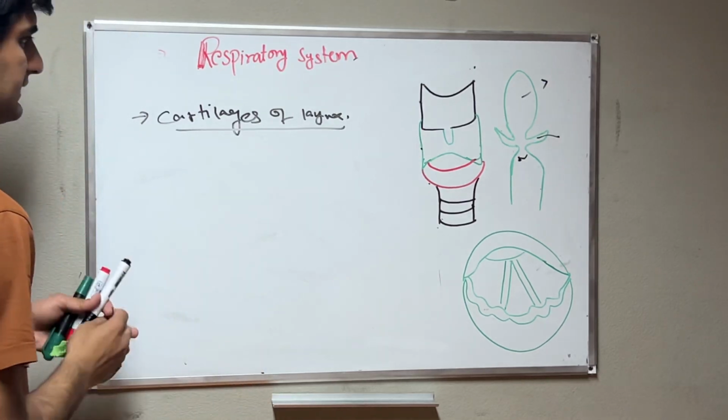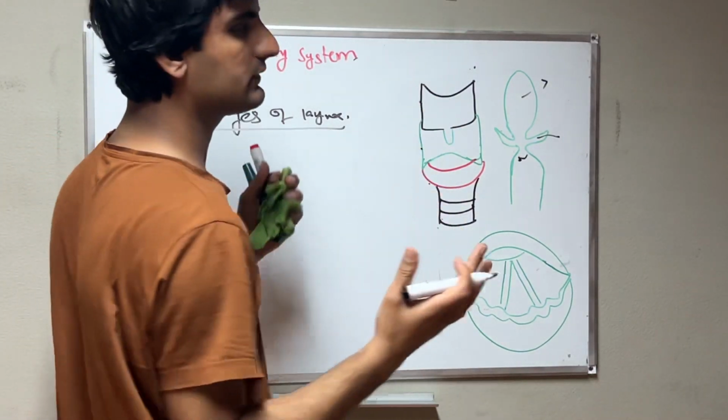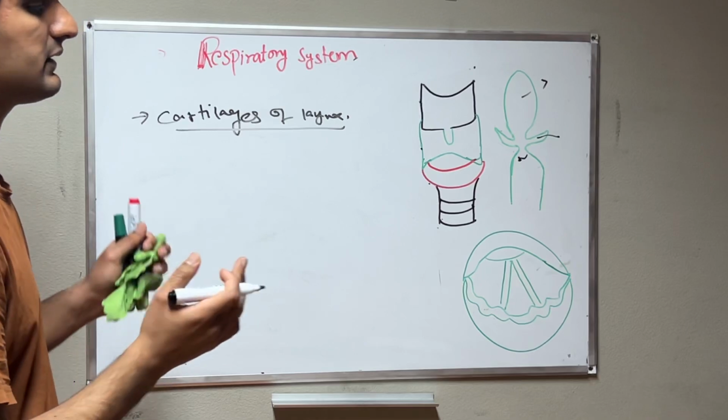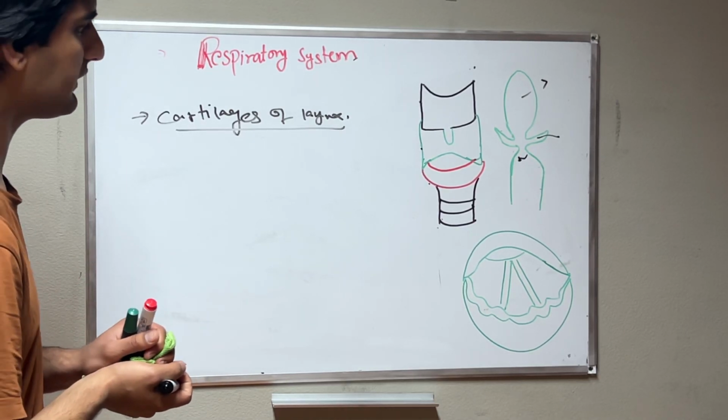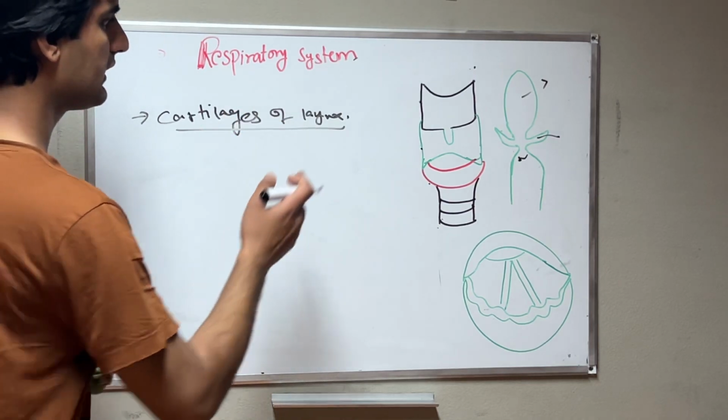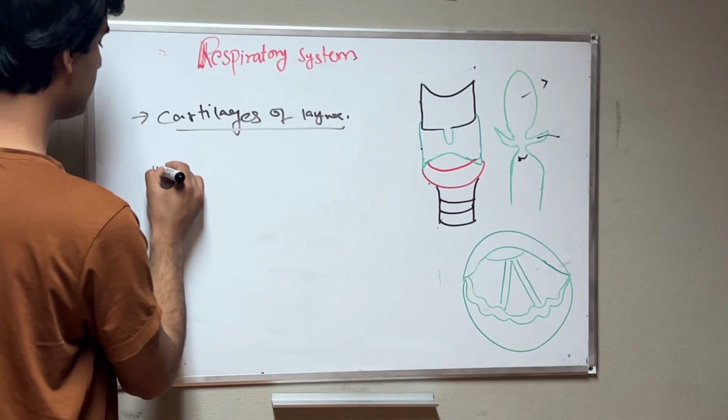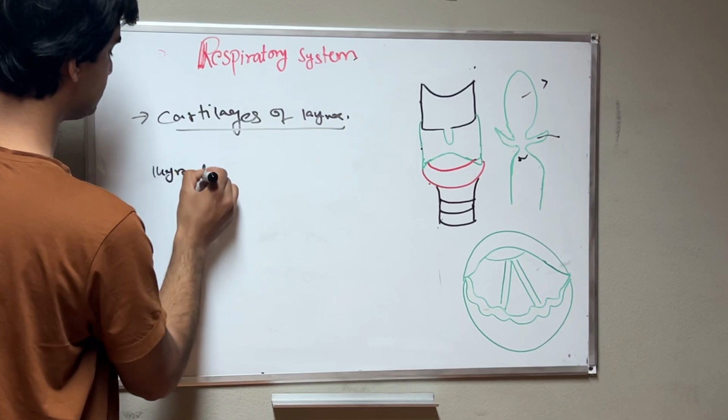If you talk about the epiglottis, it is a very important structure. There are only epiglottic folds, the interepiglottic folds from the interior view. First, we are going to talk about the thyroid cartilage.